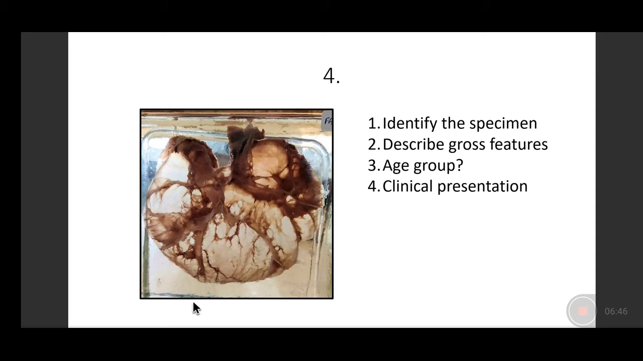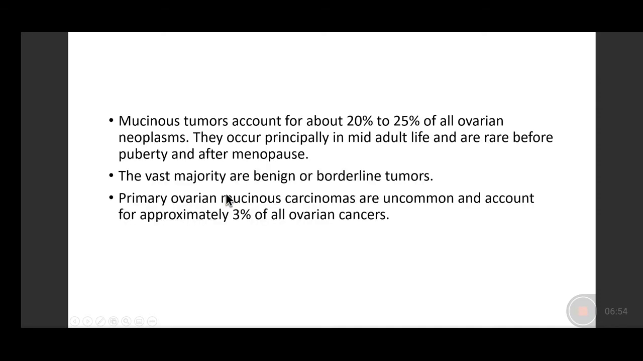So coming to the fourth specimen, this is again from the ovary, and in this, it is a multiloculated cystic ovary. So multiloculation is more common in the mucinous tumors, and they account for about 20 to 25% of all the ovarian neoplasms. Compared to the serous ones, they are less frequent, and they principally occur in the mid-adult life. They are very rare before puberty or after menopause.